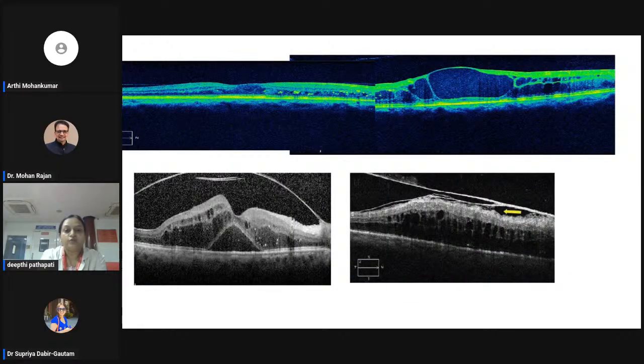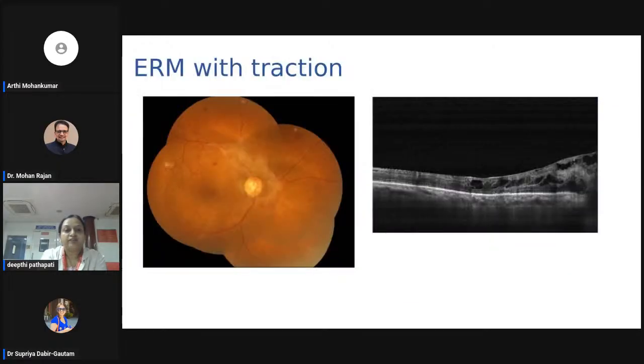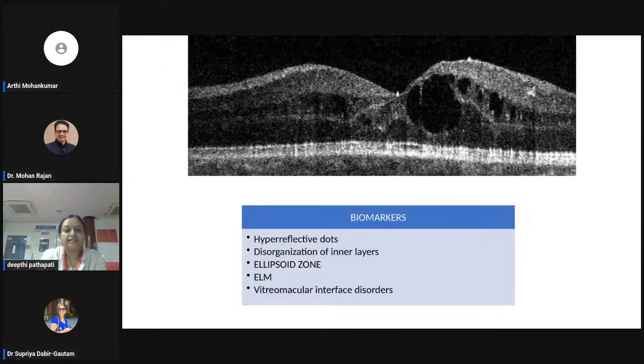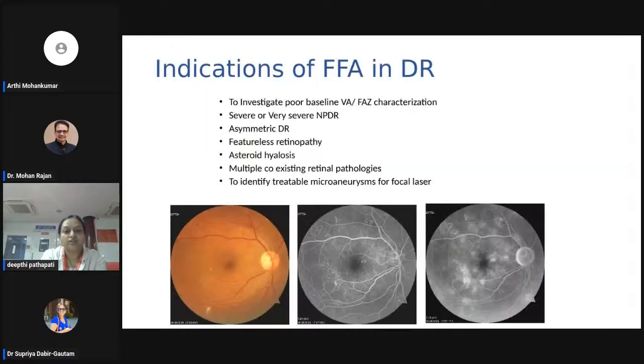These are some of the OCT images, ERM with traction and tractional retinal detachment. And biomarkers are important in OCT diagnosis, which include hyperreflective dots, DRIL or disorganization of inner layers, integrity of ellipsoid zone, ELM, external limiting membrane, or vitreomacular interface disorders.